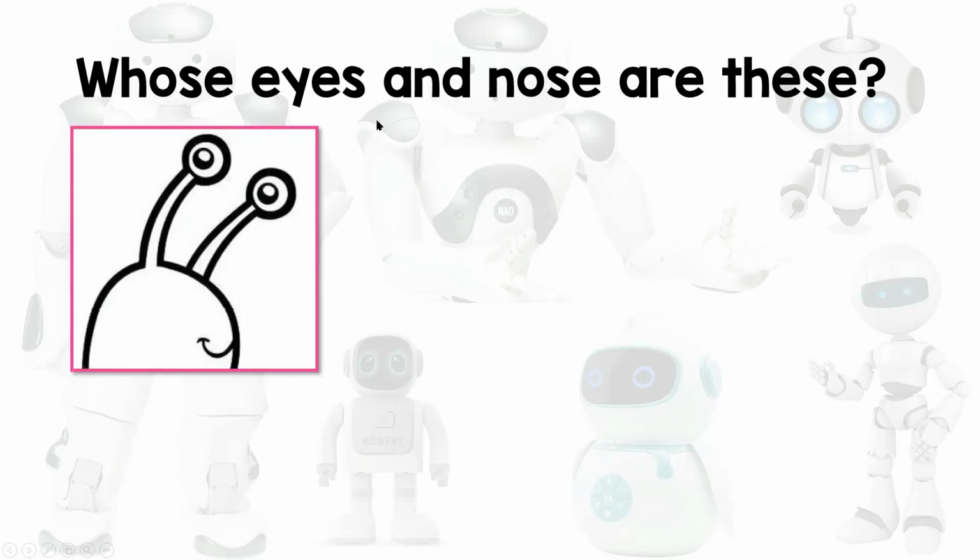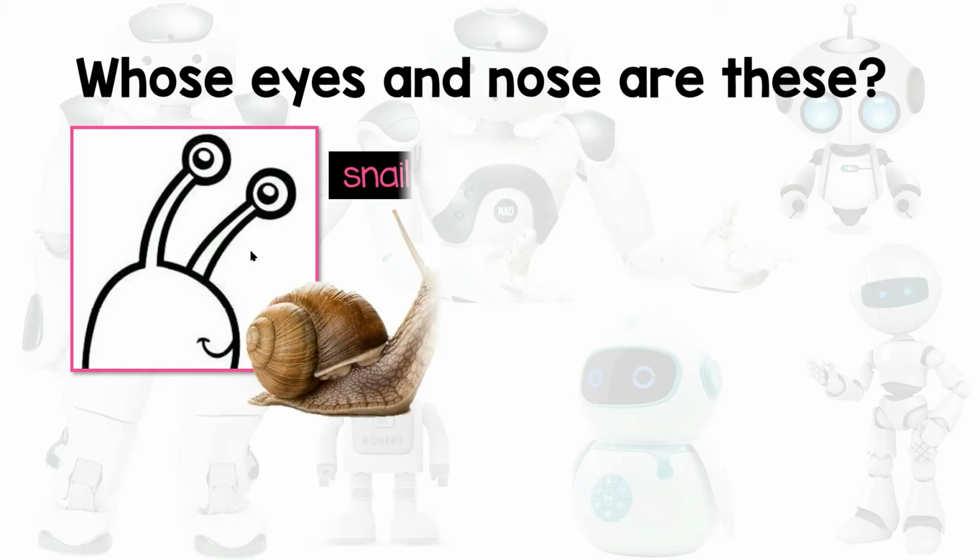Okay, whose eyes are these? The eyes are sticking out of the head. What animal is this? Is it some kind of an insect? No, it's the snail. Siput, 蜗牛, snail.